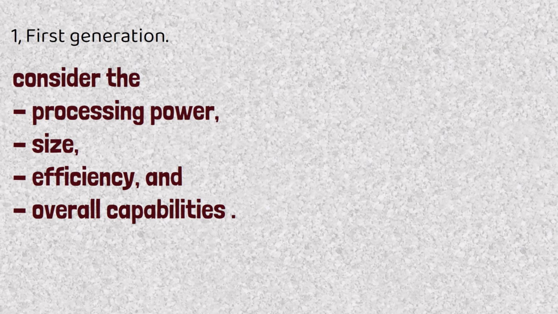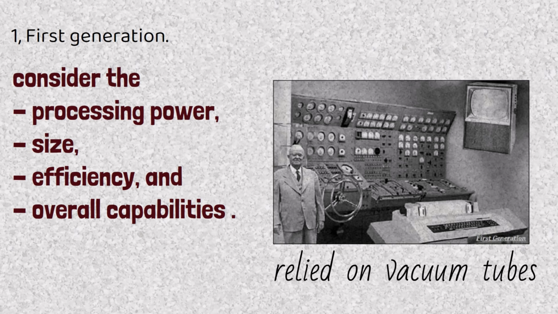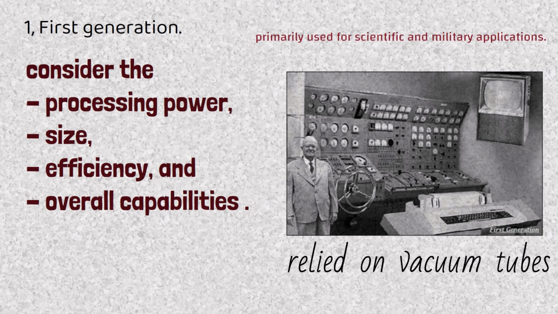First generation. When we talk about the first generation of computers, we need to consider the processing power, size, efficiency, and overall capabilities of the computer. The first generation of computers relied on vacuum tubes, which were used for both circuitry and memory storage. These early machines were massive and primarily used for scientific and military applications.